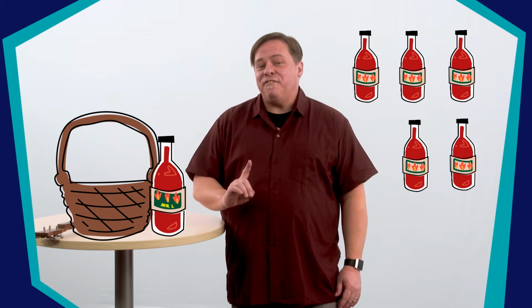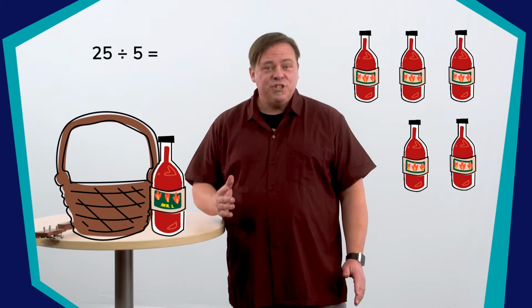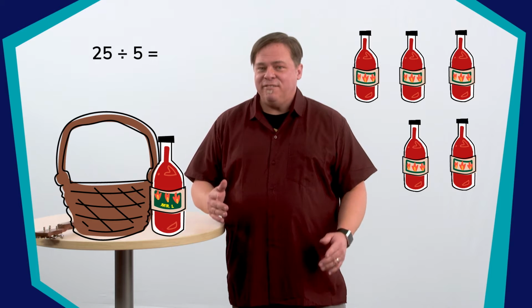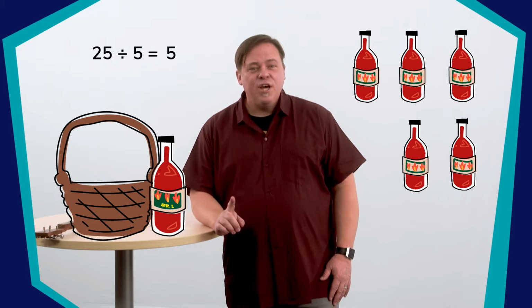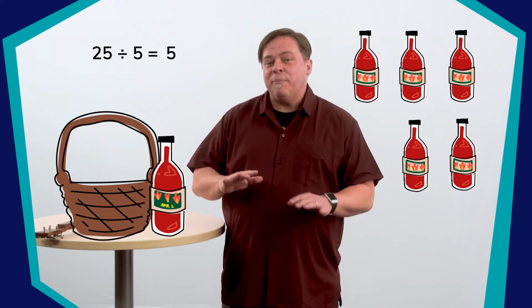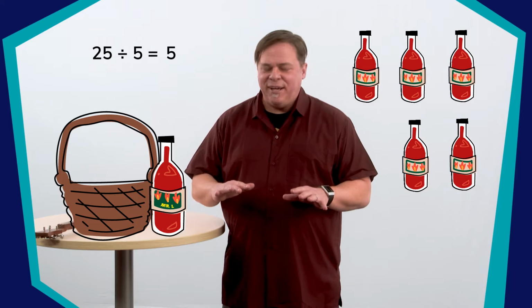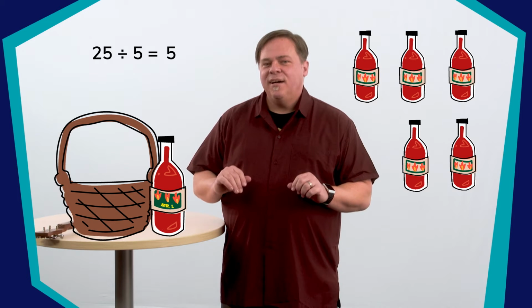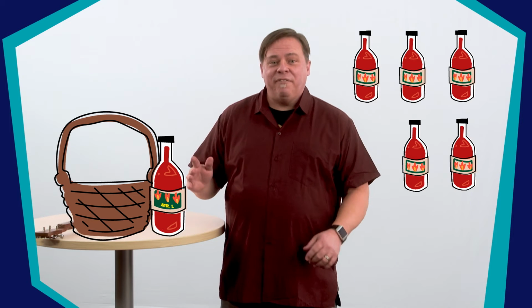I can see that I have 5 peppers in each bottle. So the answer to the problem, 25 divided by 5, equals 5. But remember, the point here is to be able to represent division, not necessarily solve problems this way. It's too slow. I could also represent this division problem with a number line.